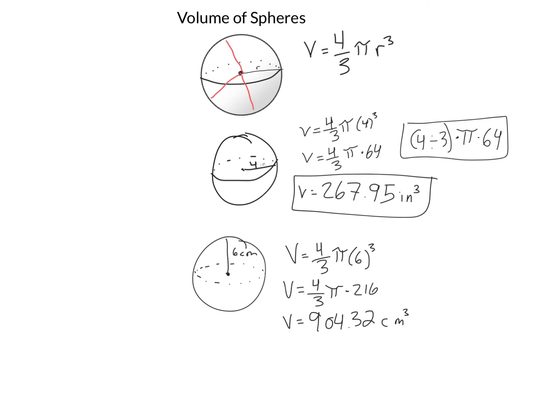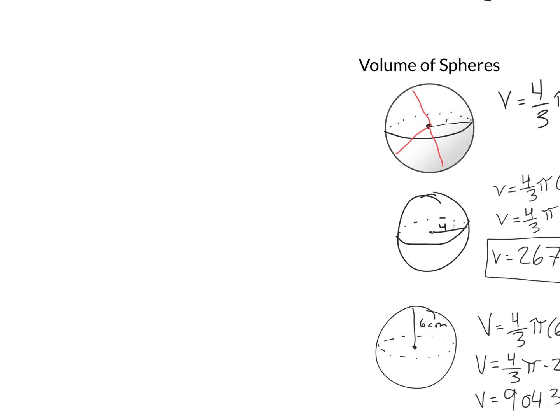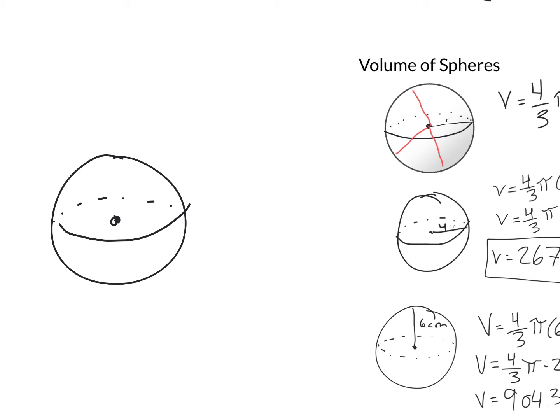Now, what if we had a volume and we needed to find the radius? So let's do this the opposite way here. So let's say that we had a sphere and we didn't know the radius. So I'm just going to write r, but we did know that the volume was equal to 1,208 cubic centimeters. Let's try to use this equation to solve for the radius.